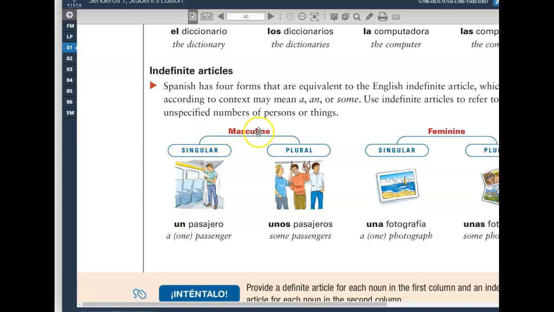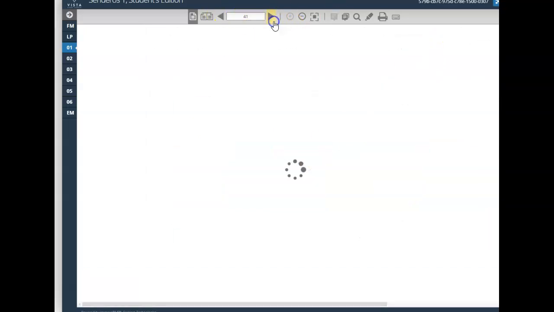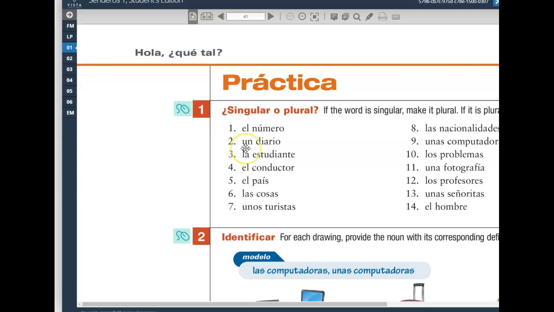Un diario is using an indefinite article that is masculine singular. Again, we want to go from singular to plural. So un would change to unos, and diario would change to diarios. Unos diarios. Estudiante is an example of a noun that could be either masculine or feminine, because students are both genders, right? So la estudiante would change to las estudiantes. Las estudiantes. And that is your warm-up, Activity 1.